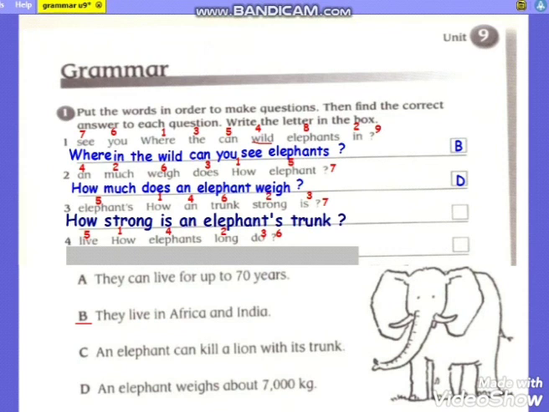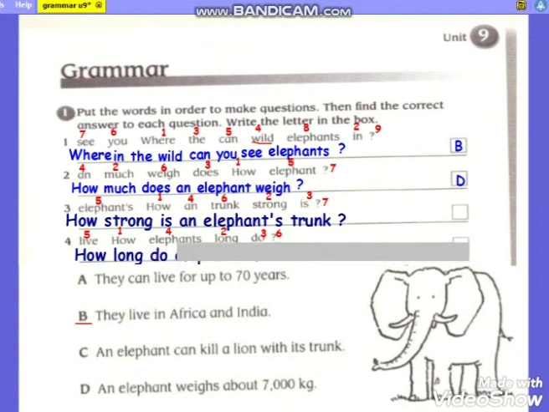Okay? Number 4. Live, how, elephants, long, do. We have how and long. Okay? So, easy question. So, start with how long. Then, look for the helping verb, which is do. Then, you have to find the subject, which is elephants. And at the end, you have to add the verb with the question mark, live. And here's the question. How long do elephants live?